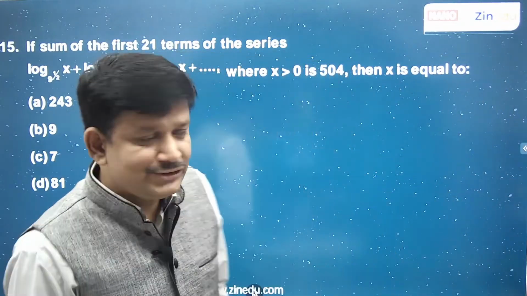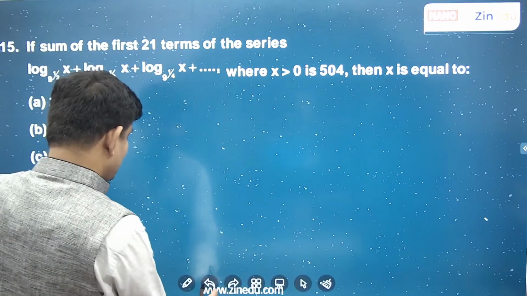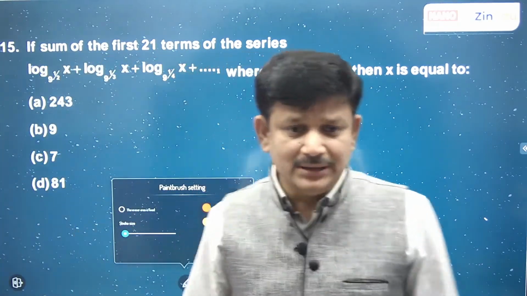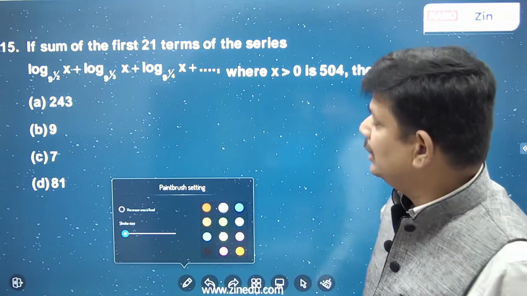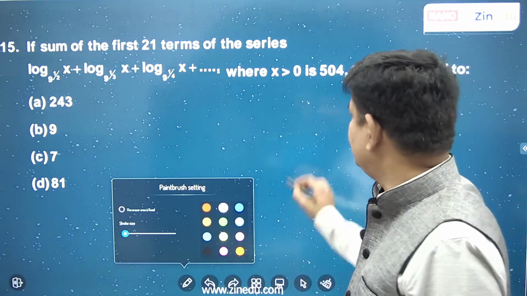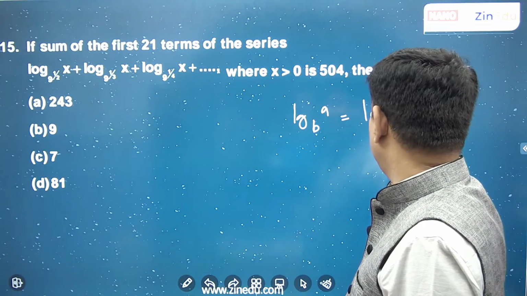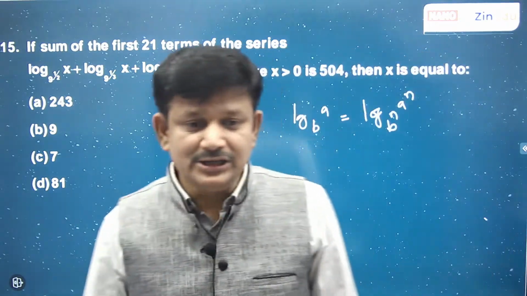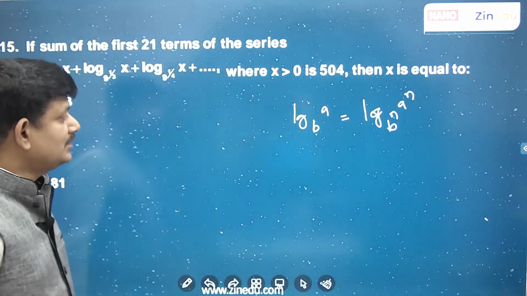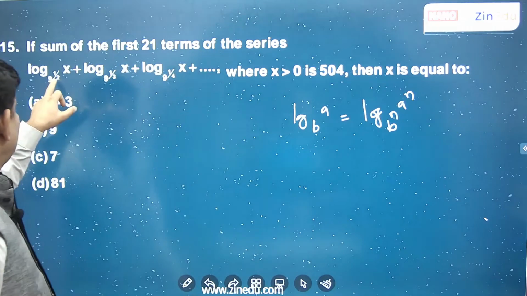Find the sum of the first 21 terms of the series: log x to the base 9 power 1 by 2, log x to the base 9 power 1 by 3, log x to the base 9 power 1 by 4, and so on. Achha, the powers here are increasing. So you can use a simple property. Log a to the base b is the same as log a power n to the base b power n. You can raise the base and the argument to the same power; it will not change.